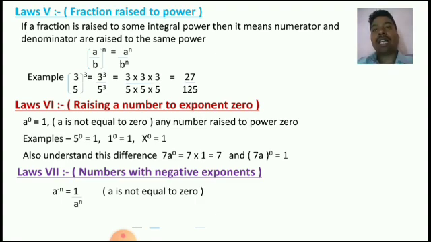We understand this with the help of an example. 3 raised to minus 2 is here. How do we write 3 raised to minus 2? 3 raised to minus 2 means 1 divided by 3 raised to 2. 3 raised to 2 means 3 into 3, so its value is 9. So 1 divided by 9. The next example is y raised to minus 5. We write y raised to minus 5 as 1 divided by y raised to 5. This way we use this law.